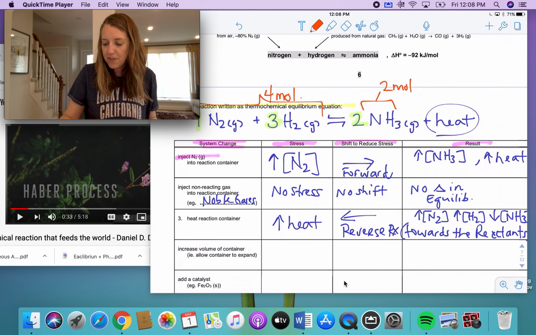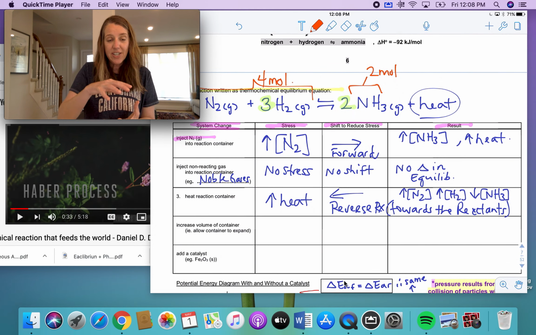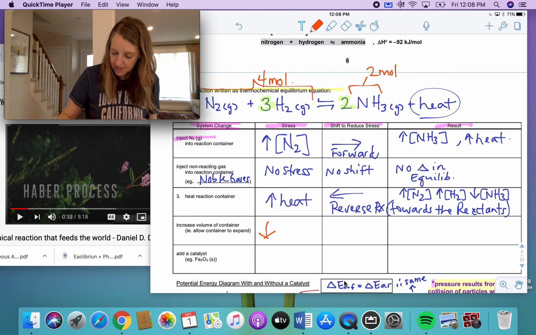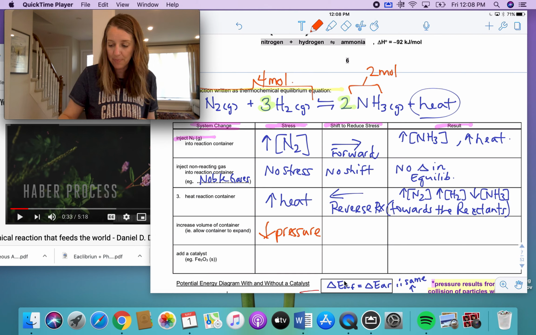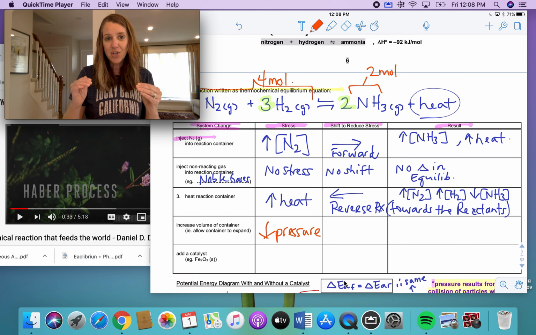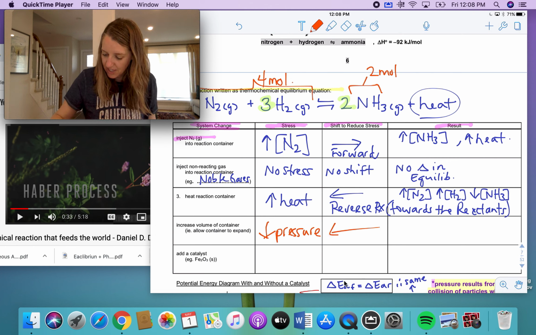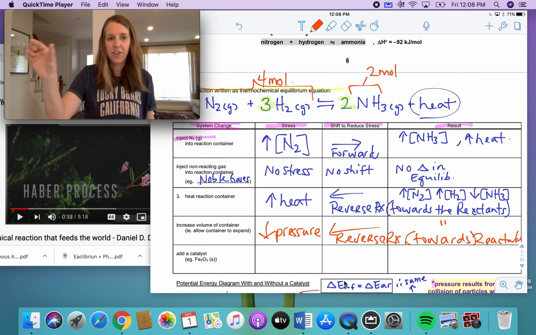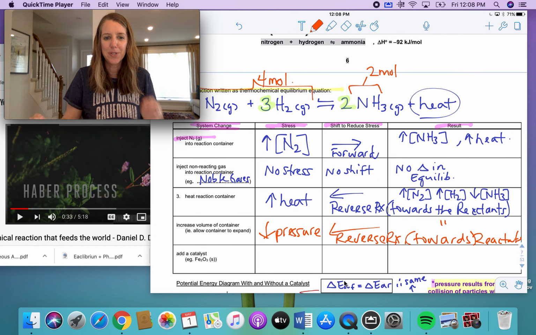Okay. If you increase the volume, you're decreasing the pressure. That's your stress. So I'm decreasing the pressure on this equilibrium system. Which way does it go? If you're decreasing the pressure, it's going to go from the low number to the high number, which means the reverse reaction is favored. It's going to go towards the reactants, and you're going to end up with all the things you had from the top. I'll fill this in nice and neatly and post it, okay?